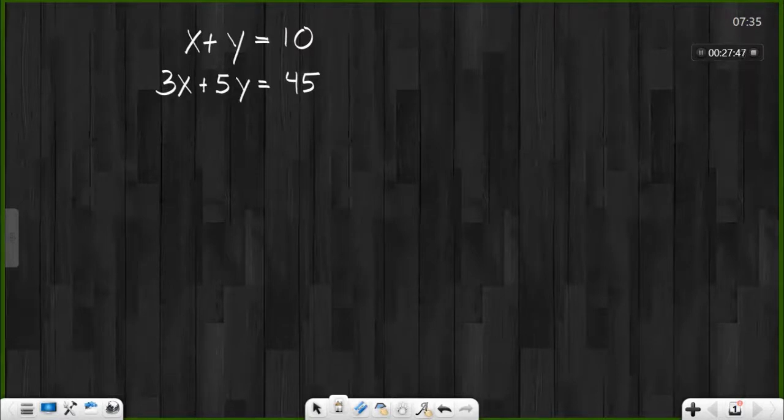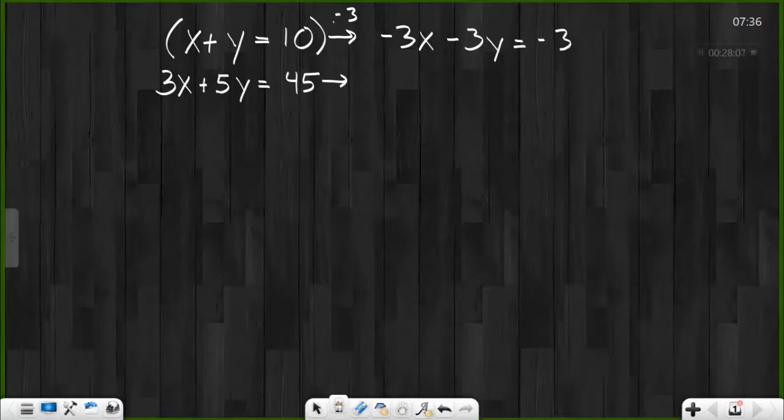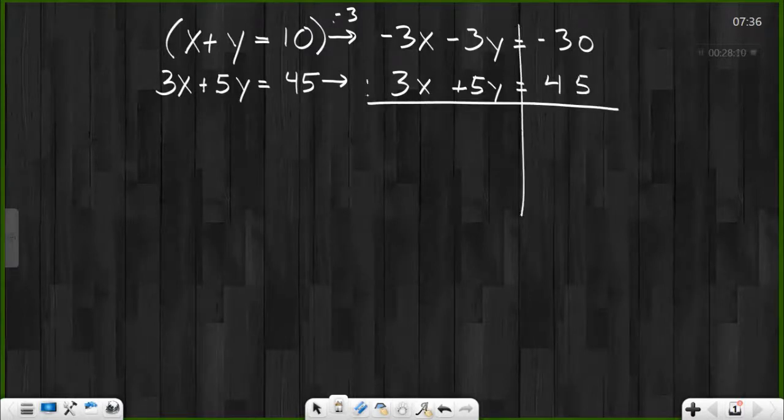He's saying that he got a total of 10 baskets, so x plus y equals 10, and a total of $45. Well, those are the equations that would set this up, and in the same way, I'm going to multiply this by -3 to get my new result of -3x minus 3y. This time, I get -30. On the bottom, I'm still going to have 3x plus 5y equals 45. So it's very much the same, but when I add these equations, I find that 2y equals 15.